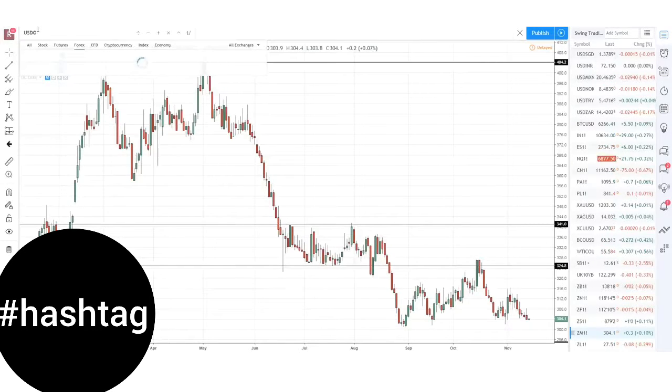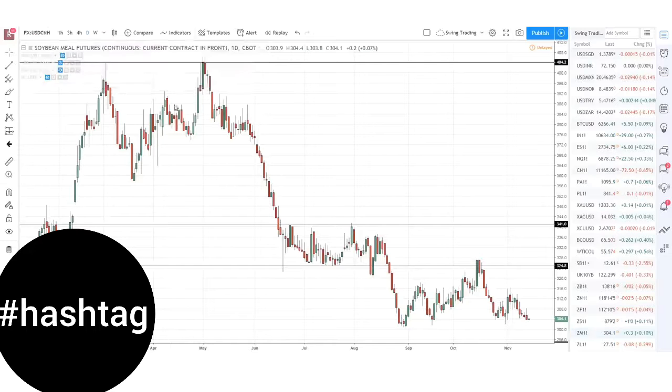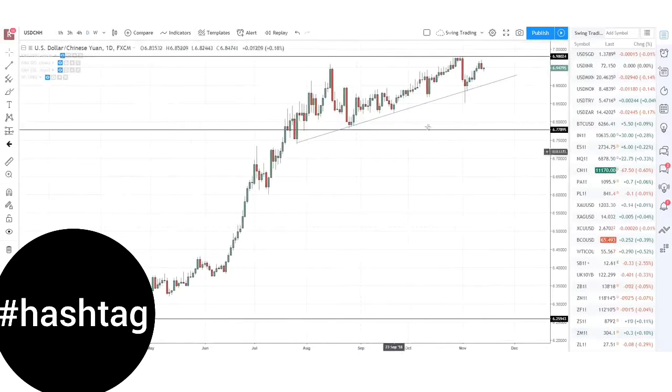So for this one over here, dollar against the Chinese yuan, pretty good example right now. Notice this over here, you have this ascending triangle, higher lows coming into market structure. Buyers are willing to buy at these higher prices, higher prices, and higher prices. And if you look at the sellers in terms of their strength, they're getting weaker.